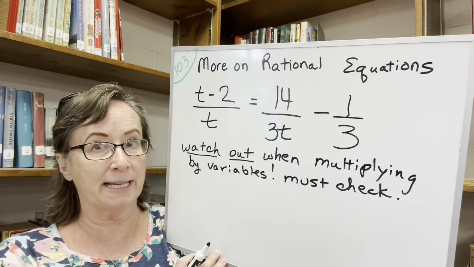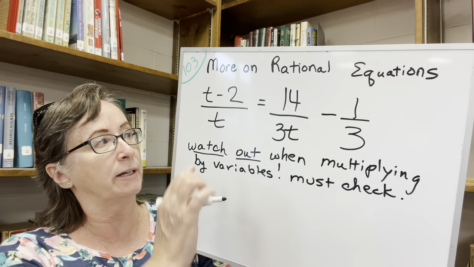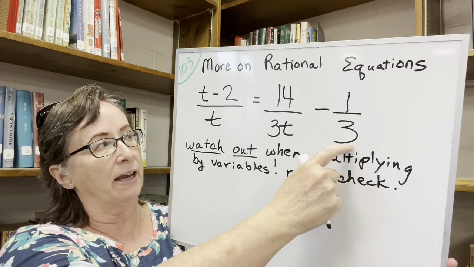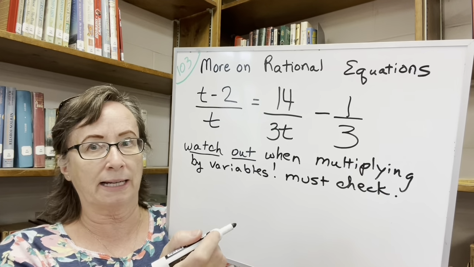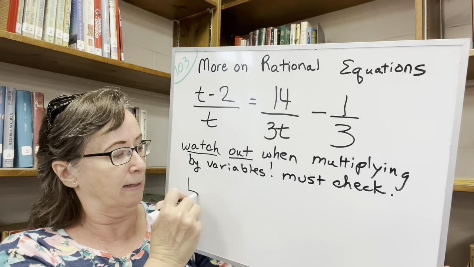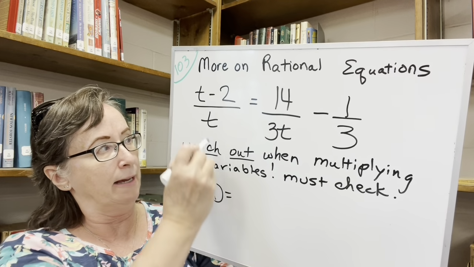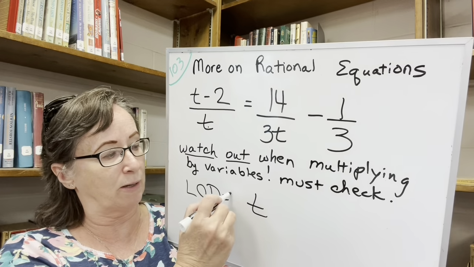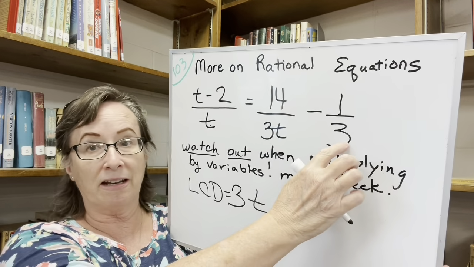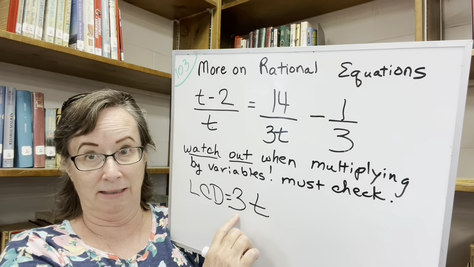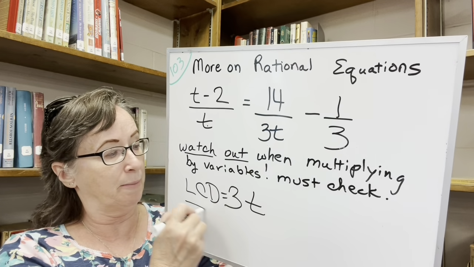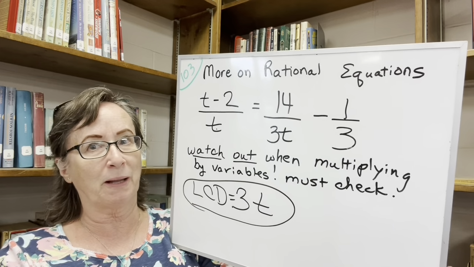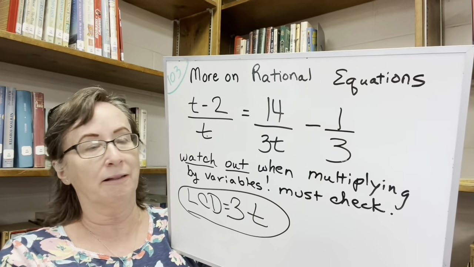So we must check anytime we multiply by a variable least common denominator. So we're going to go through the same process. We are going to look and say, well, there's a t in the denominator, a 3t, and a 3. So when I'm building the least common denominator, I need a t. I need a 3t, but I already have a t, so I just need a 3. And I need a 3, but I already have a 3. So my least common denominator is 3t.